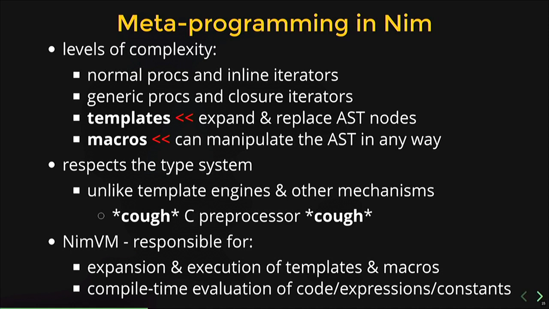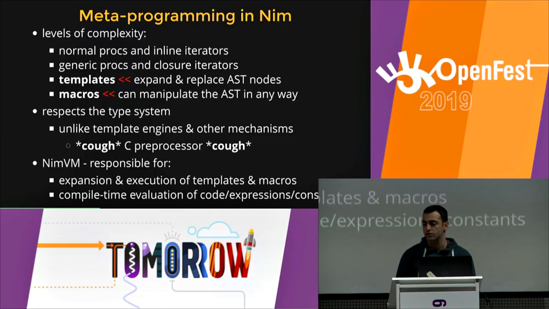And the thing which actually does all the substitution and all the evaluation at compile time is the Nim virtual machine. So it is precisely responsible for the expansion and execution of templates and macros, and also for the compile time evaluation of code, expressions, constant folding, and stuff like that.